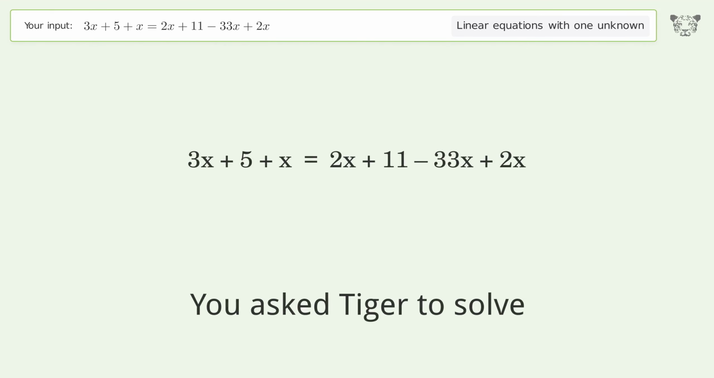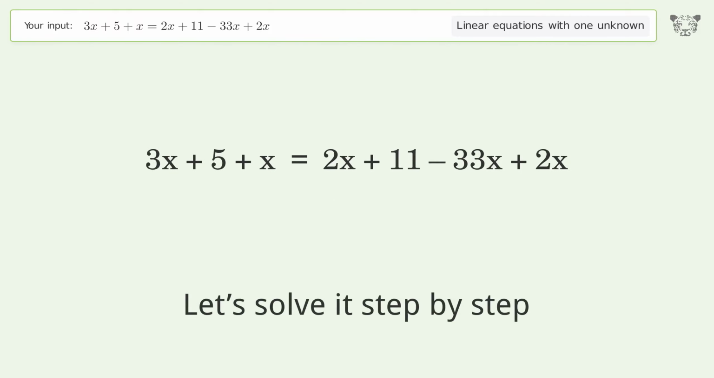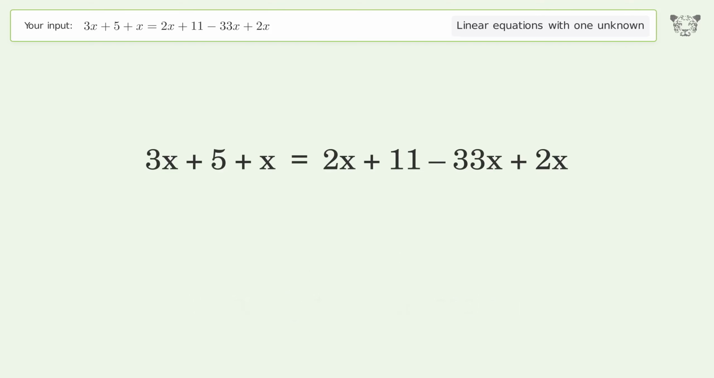You ask Tiger to solve this. It deals with linear equations with one unknown. The final result is x equals 2/11. Let's solve it step by step. Simplify the expression. Group like terms.